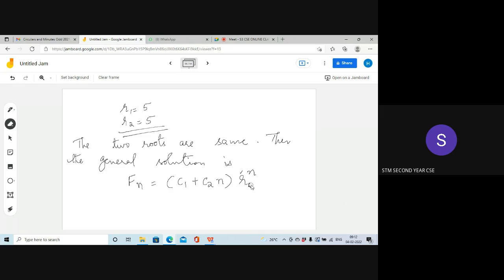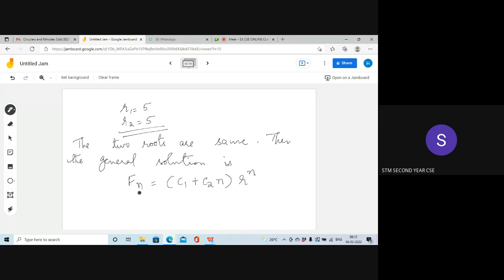Can anyone say how we will find C1 and C2? Something is given in the question. To find these constants, some values are given in the question. What is given? What is given in the question to find C1 and C2? Anyone? Yes, very good, Agarsh. The initial conditions. Initial conditions given are F0 and F1.